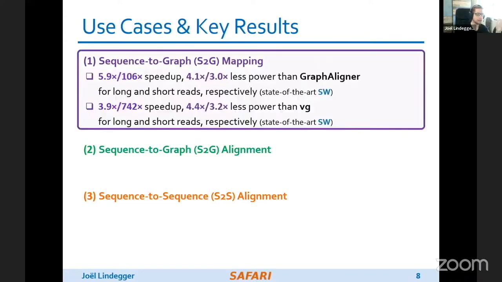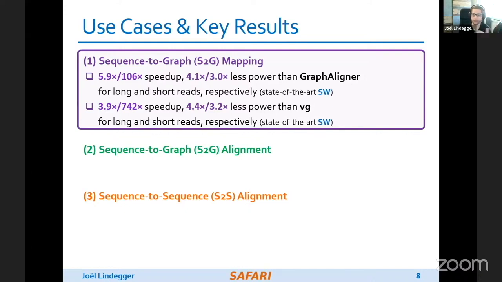And we see significant speed ups, such as by 5.9x up to 106x, depending on the data set. So we get better speed ups for short reads. And we also get significant power improvements over prior software solutions. Note that the baselines here are kind of limited. In particular, we don't have any hardware baselines here because there just weren't any graph mapping accelerators at the time.